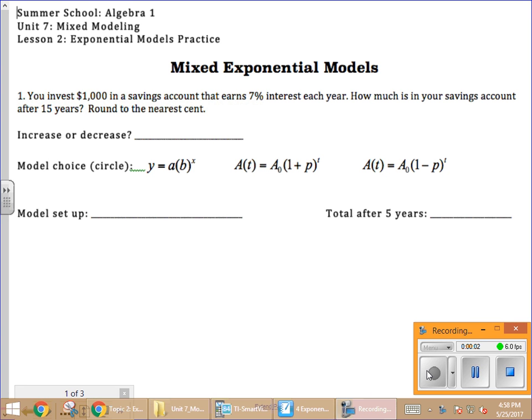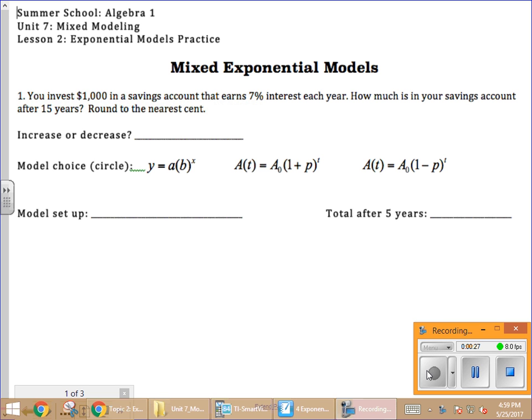This is the Algebra 1 Summer School Unit 7 Lesson 2 practice video. Lesson 2 is all about writing exponential models, real life situations of exponentials. On this practice video, I'm going to do number 1, 4, and number 7. If you have questions other than those 3 problems, check out the key that's posted on Canvas or come into office hours and ask your instructor for help.